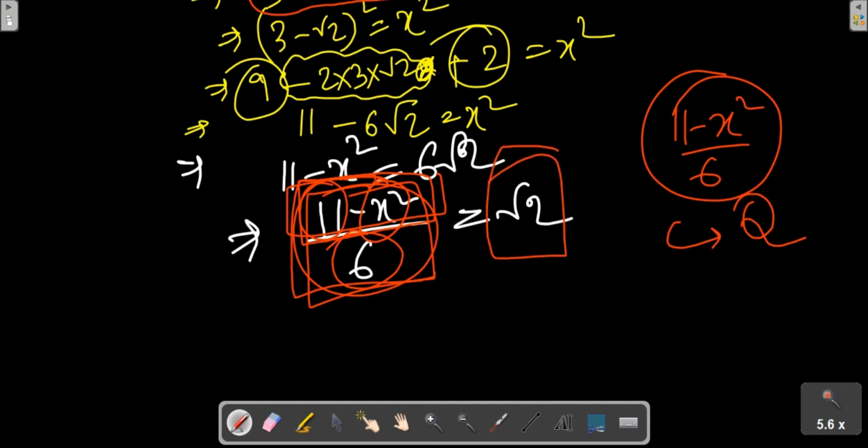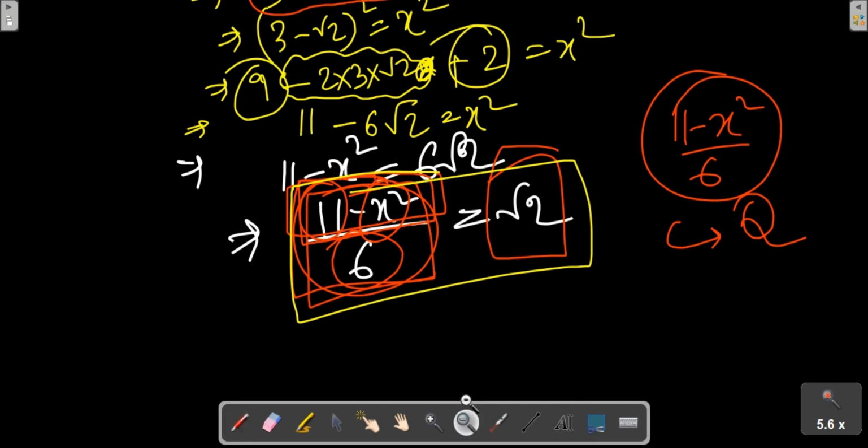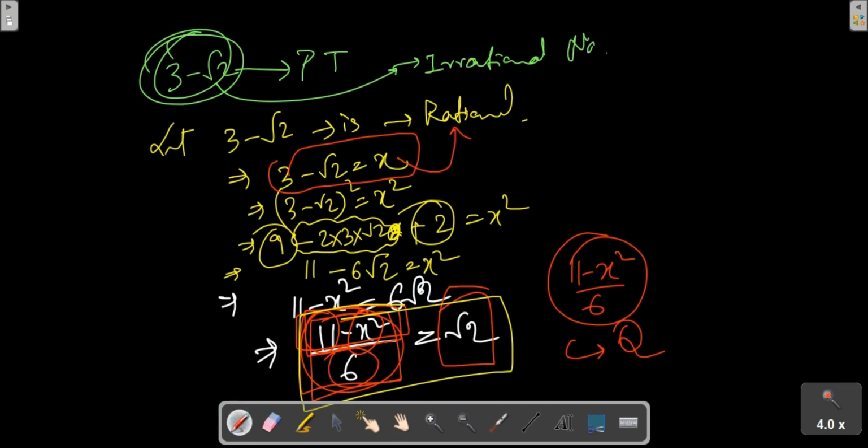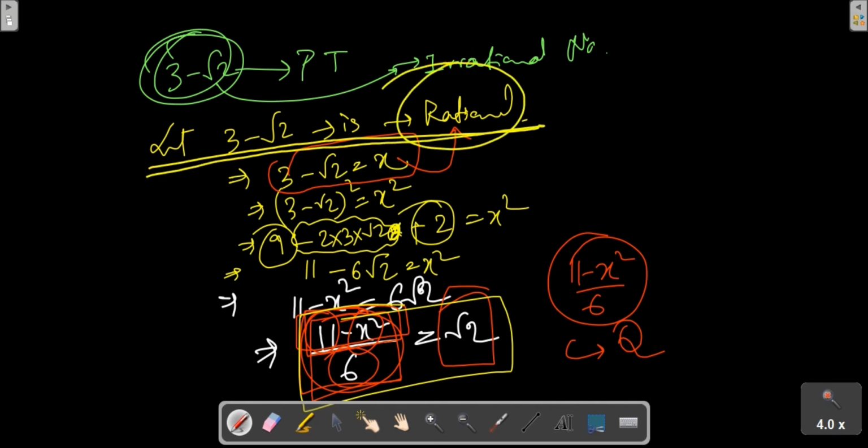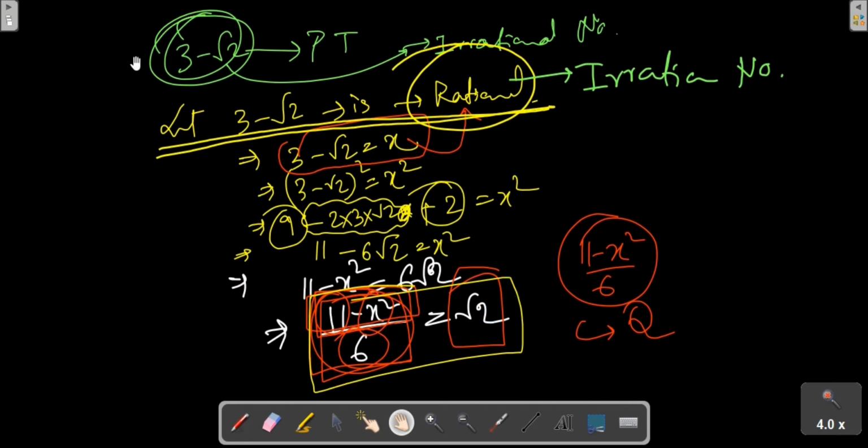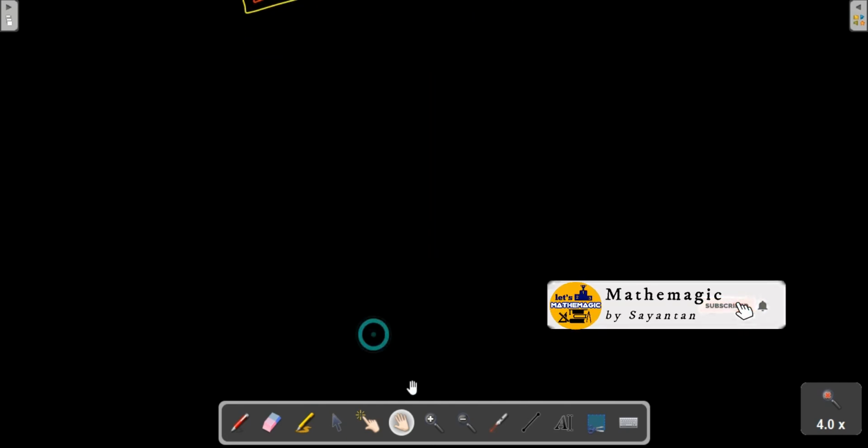Now we know that root 2 is an irrational number, right? So how can they be equal then? So we have again come to a contradiction. So again we will say that our assumption that 3 minus root 2 is a rational number was wrong. So actually it's an irrational number. In that manner we have shown that 3 minus root 2 is an irrational number. I hope all of you have understood. If there is any problem, go backward and watch it once again. Acha, moving towards the next type.